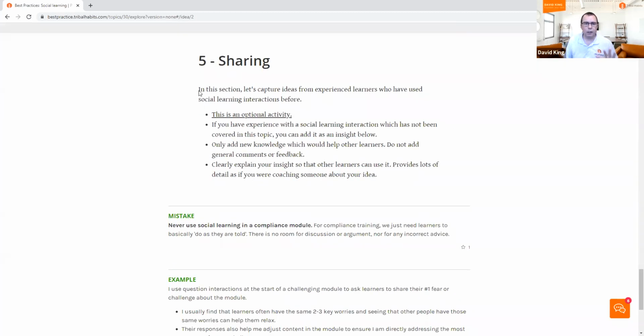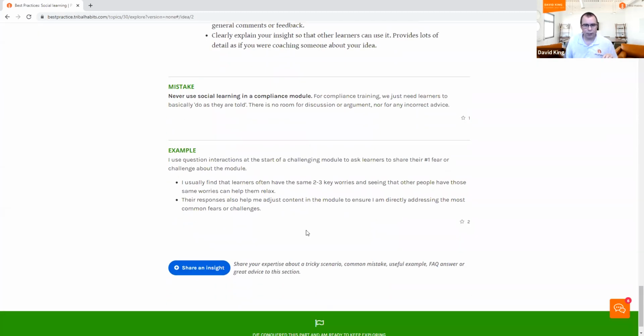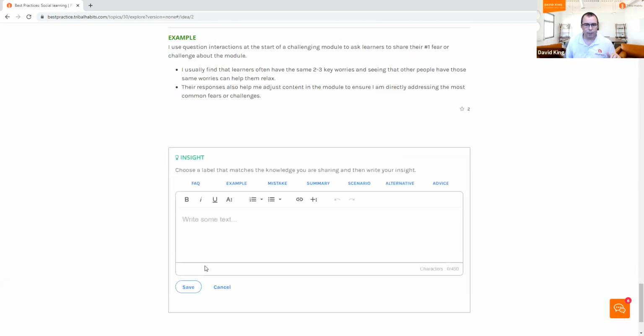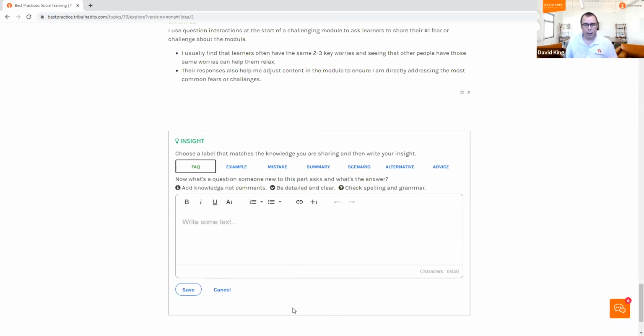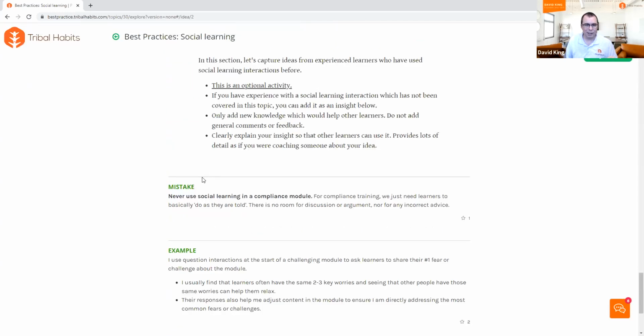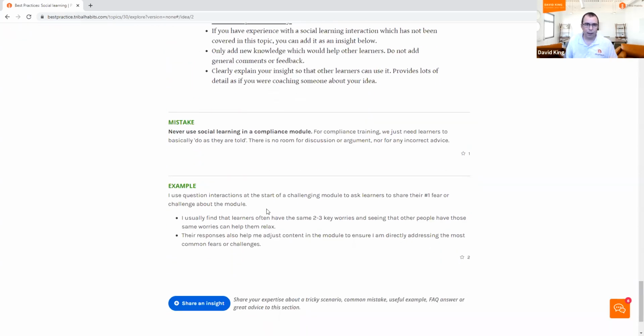Usually when we use this, we use our share and insight feature, which you can enable in any section in Tribal Habits. And it puts the share and insight button in that section. When a learner clicks on it, they can create one of those insight elements we looked at earlier. They can label it up, they can type in their answers, and when they add it in, it will be added as a new insight to this section. And so it will become new content.